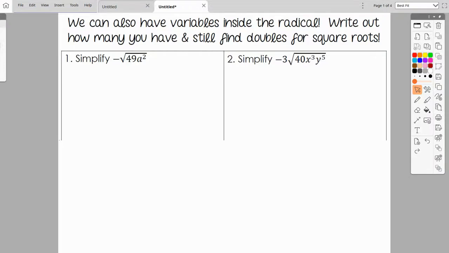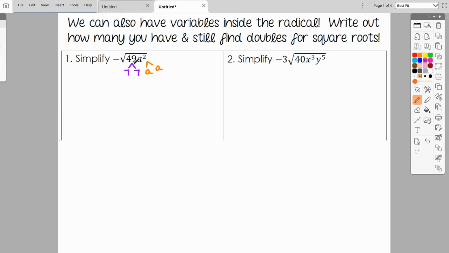We can also have variables inside the radical. Write out how many you have and still find doubles for square roots. So I'll go ahead and start with my number here, 49. Breaks up into 7 and 7. Then I have a squared. Like I said, write out how many a's you have, which is 2.